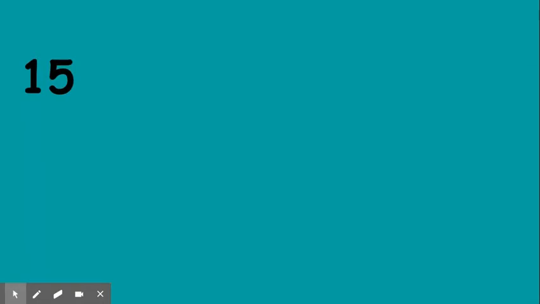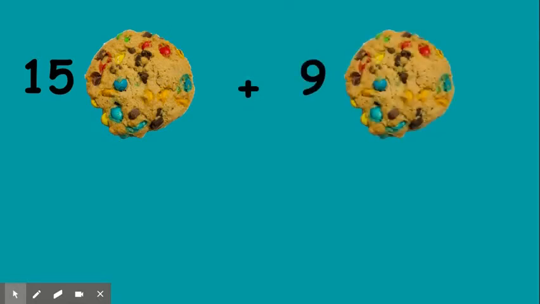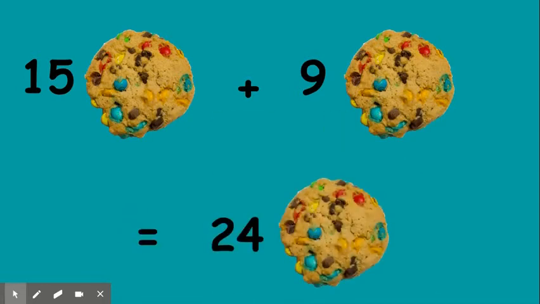We're going to do a little example using pictures here. So let's say I have 15 M&M cookies, and then a friend gives me another 9 M&M cookies. That would mean I then have a total of 24 M&M cookies. Okay, but what if the cookies are different?